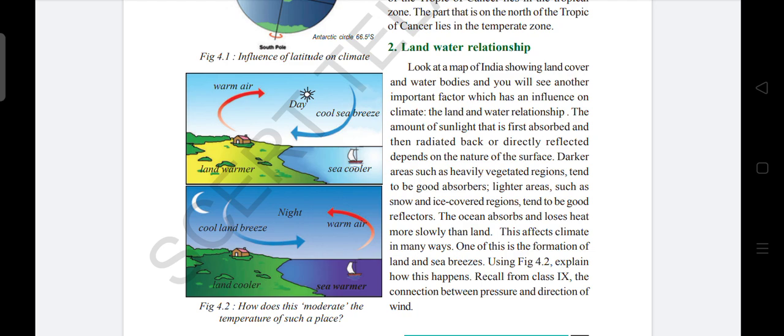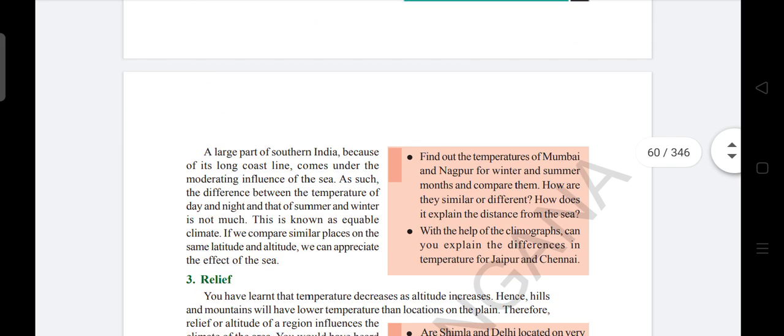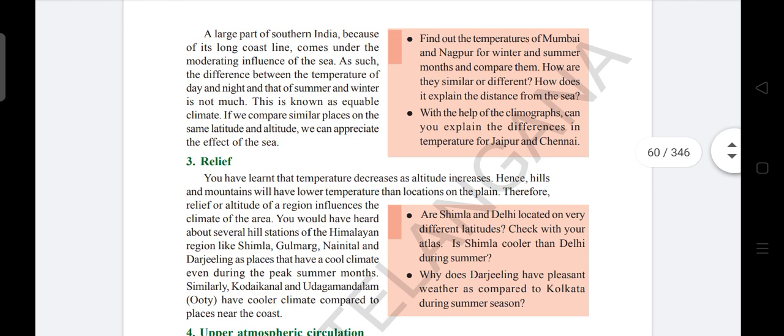A large part of southern India, because of its long coastal line, comes under the moderating influence of the sea. As such, the difference between the temperature of night and day and that of summer and winter is not much. This is known as equable climate. If we compare similar places on the same latitude and altitude, we can appreciate the effect of the sea.